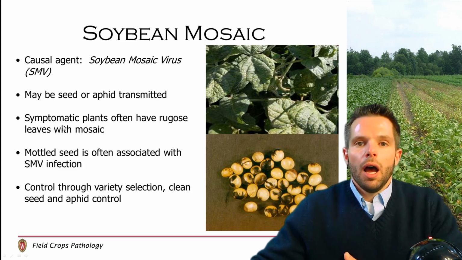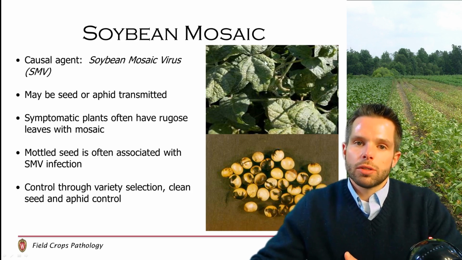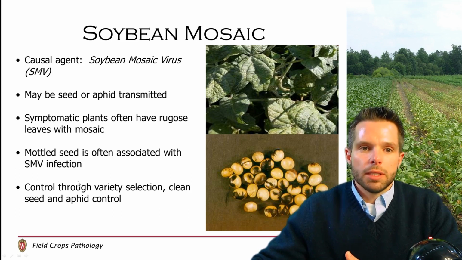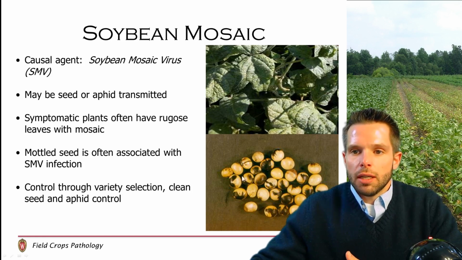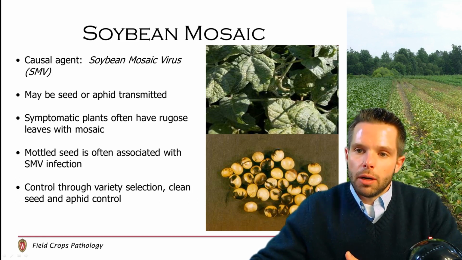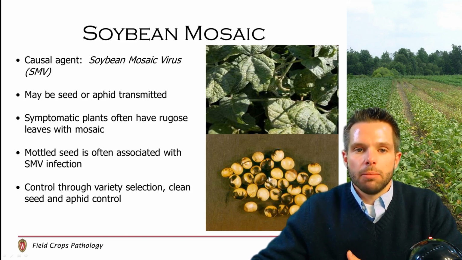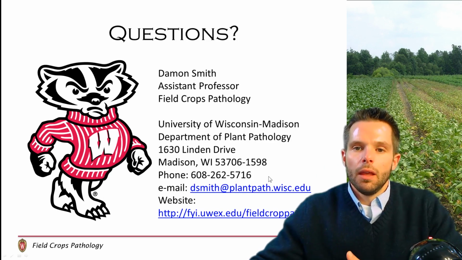Plants with symptoms often have this rugose or stipple symptomatic leaf material here. Control is pretty much through variety selection and also choosing clean seed. So if you're a seed grower or deal with seed growers, you want to make sure you're looking at the seed quality as it's coming out of the field, and make sure you're weighing in and identifying any viruses that might be in that seed.